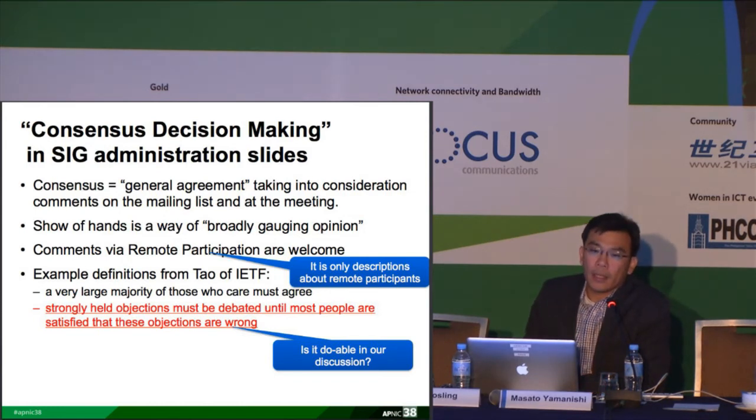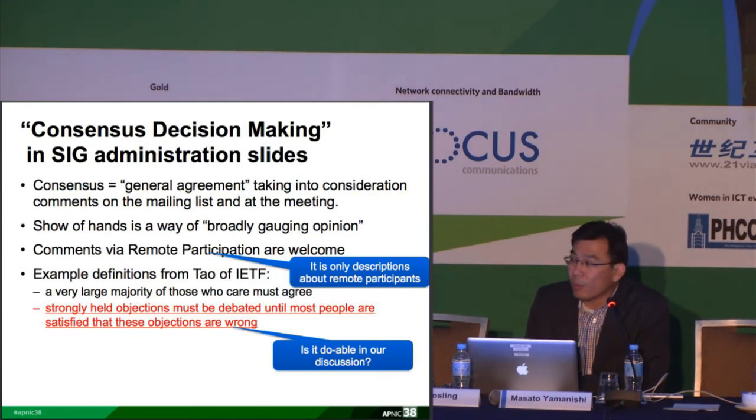The last one is the SIG administration slide. The first two items are actually captured from SIG guidelines, but it also says comments via remote participation are welcome. But actually, it is the only description about remote participants which we currently have. So I think we need to add some description in other documents also.